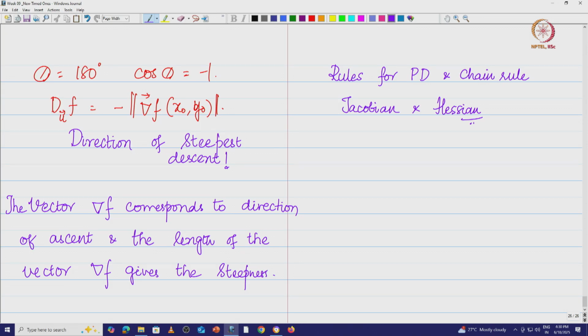Okay, so in this class we did extensively about directional derivatives. We also did a lot about gradient, and we said the gradient is the direction of steepest ascent. The surface can have slope in all directions, and you just want to figure out the slope in a particular direction, so we looked at directional derivatives. When we come back in the next class, we will look at rules for partial derivatives and the chain rule, Jacobian and Hessian and so on.